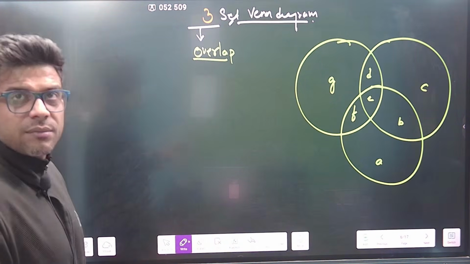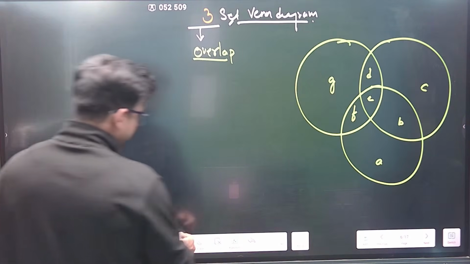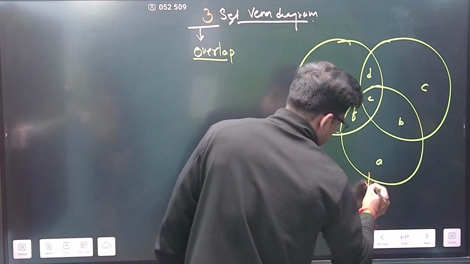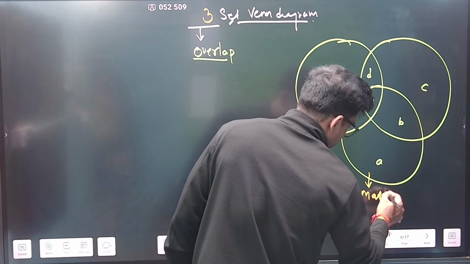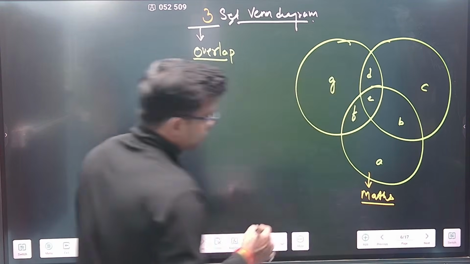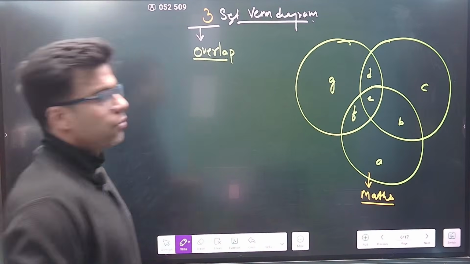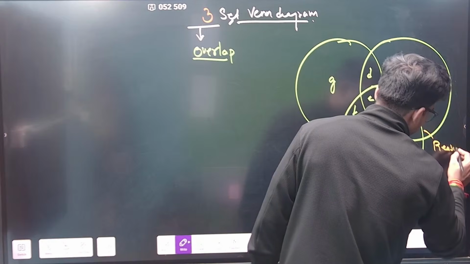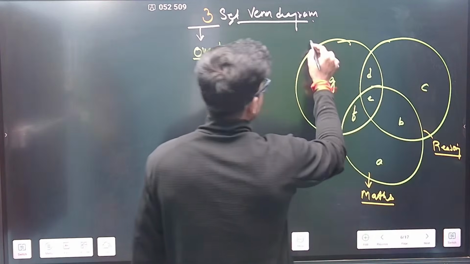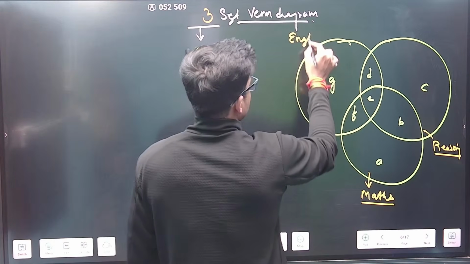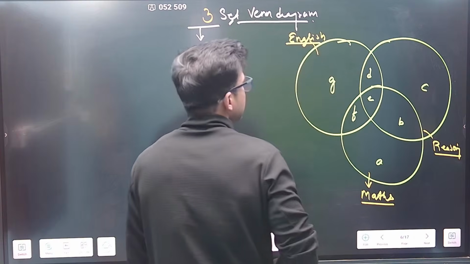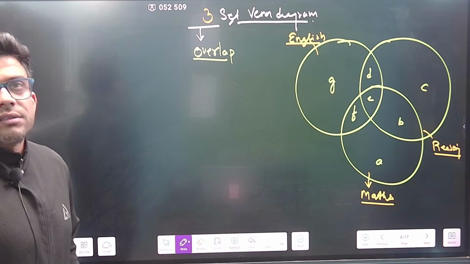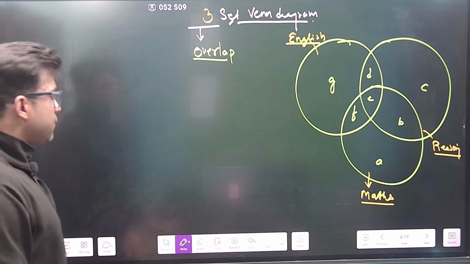Now you can also name them. Suppose this is my maths. Suppose this is reasoning and suppose this is English. Now try to understand this point, okay? This is very important to understand. You guys need to understand, okay? Now see the concepts which are involved in it.